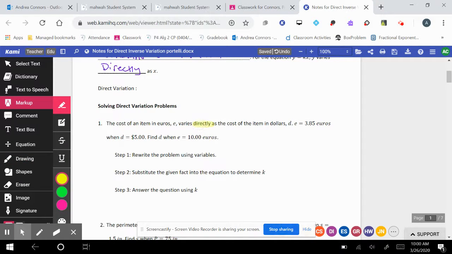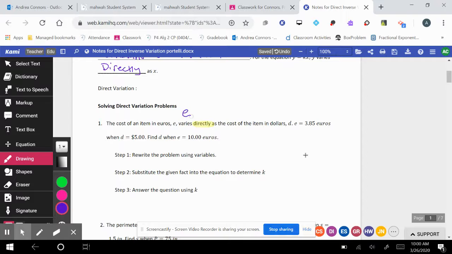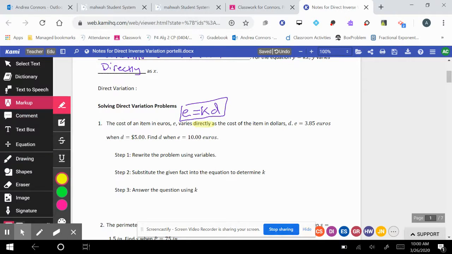So to solve these problems, the nice thing about them is that they're all going to tell you what they are, so varies directly. And you read it left to right like you normally do. So the cost of an item in euros, E, varies directly, which means y equals k, because you know you're going to have a constant of variation, to the cost of the item in dollars, D. So this is your formula that you're going to be using.